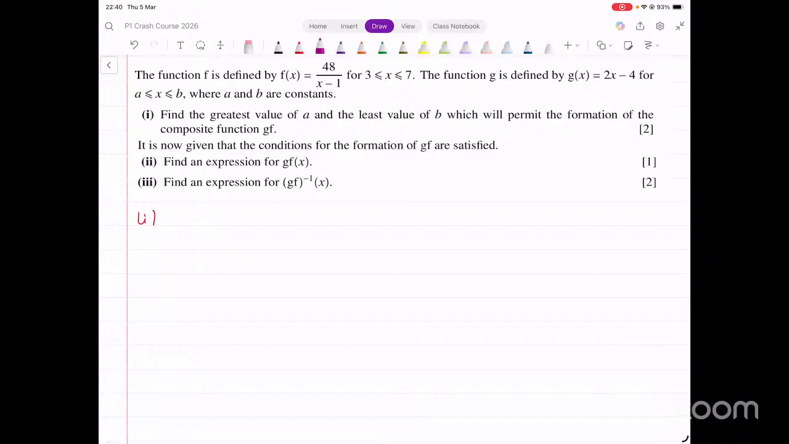Let me write that down here. The whole range of the inner function must be part of the domain of the outer function, right? That's the condition. Range of inner, domain of outer, they must be connected. Now, what's the inner function? When you have gf, the inner function is f, the one that comes after. And the outer function is the one that comes first, that's g. Now, they must correspond to each other for the composite function to be formed.